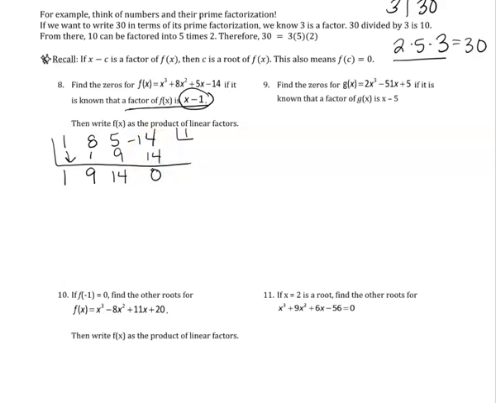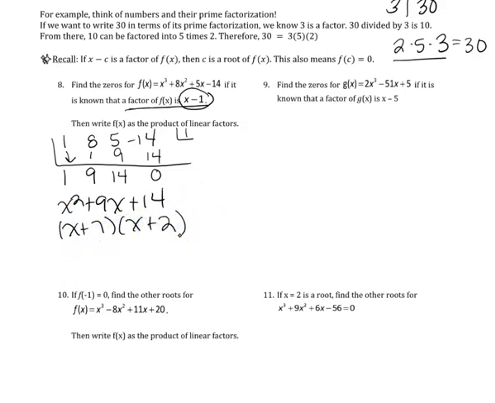Notice how I get 0, as I should. That's a remainder of 0. I told you it's a factor, so if you don't get a remainder of 0, that means you're doing something wrong. So this is x squared plus 9x plus 14. So from there, that's x plus 7, x plus 2.